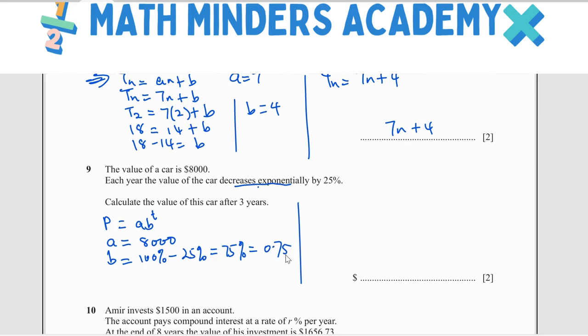So here we have P equals 8,000 into 0.75. Remember here that T is 3 years, so this is raised to power 3. And when we work this out, it's going to give us $3,375. Okay? So we write it $3,375.